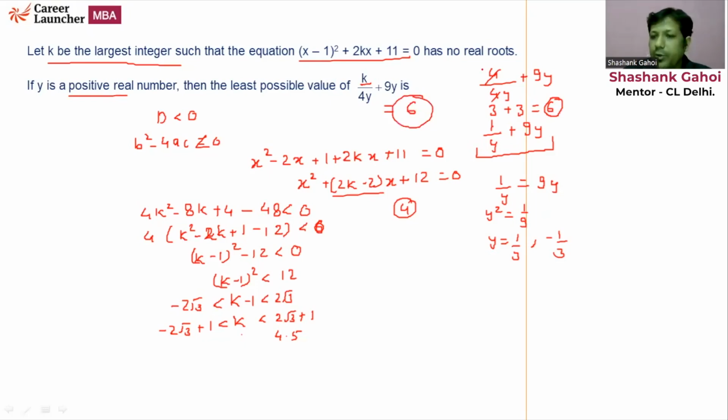Always remember when we talk about maxima minima, AM is greater than or equal to GM, but both values are equal only when AM is equal to GM, that is, when both values are equal. So if I am talking about summation, summation is going to be minimum when both values are equal. This is the conclusion of AM greater than or equal to GM. So I have just put both values equal. I got the value of y, I put the value of y and I got my answer.